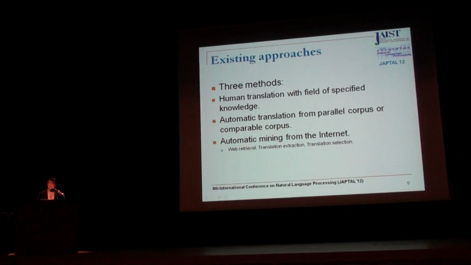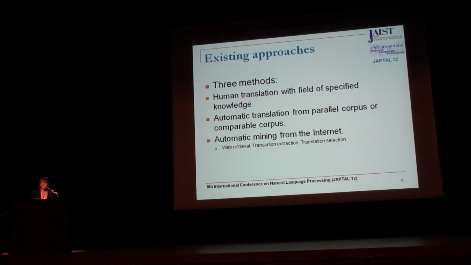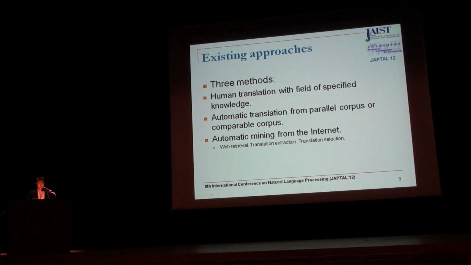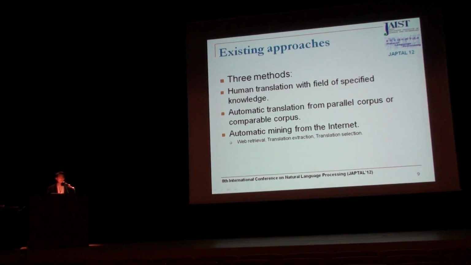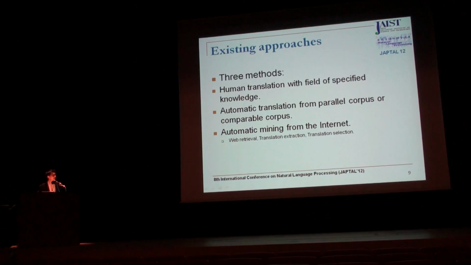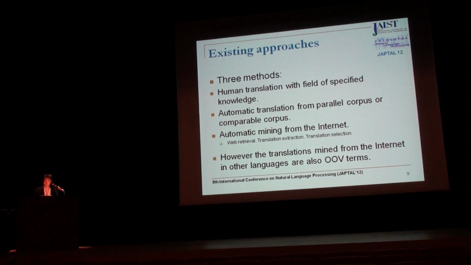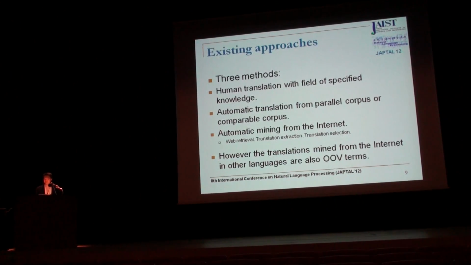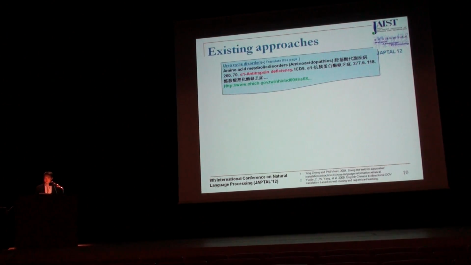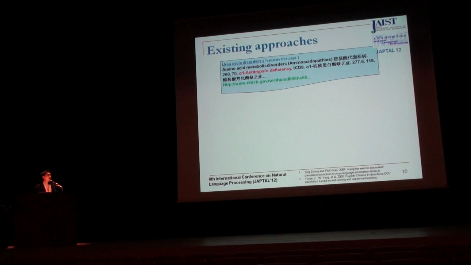And the advantage is that the database is expanding, it's renewing itself every day, so the new terms that appear can be found. Basically it has three stages in the automatic mining: web retrieval, translation extraction, and translation selection. However, translations mined from the internet in another language are also OOV terms, just in another language. So I will explain how the web mining does this.